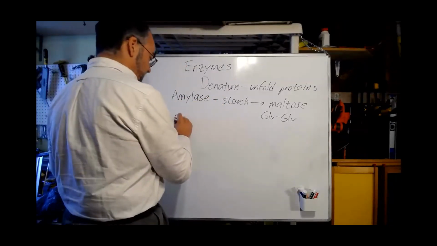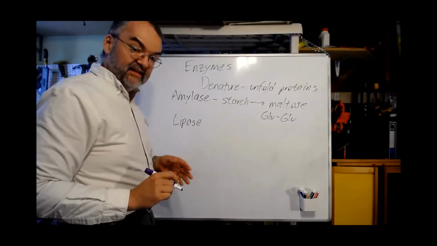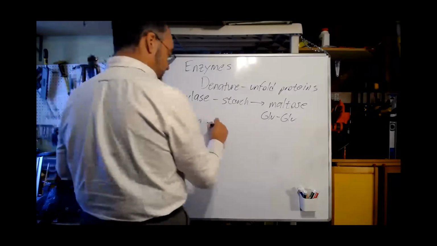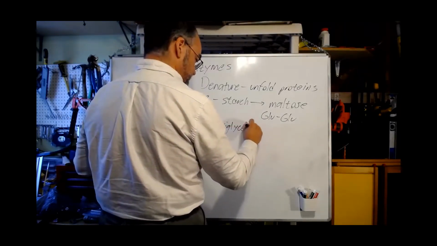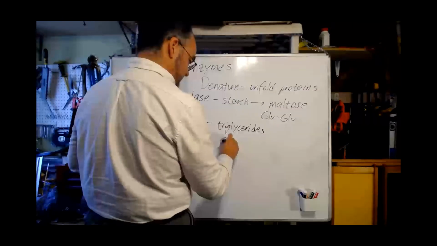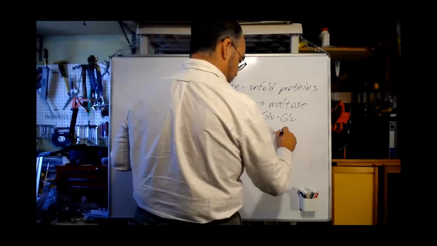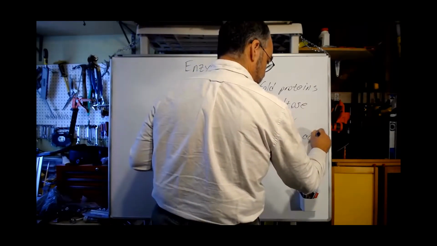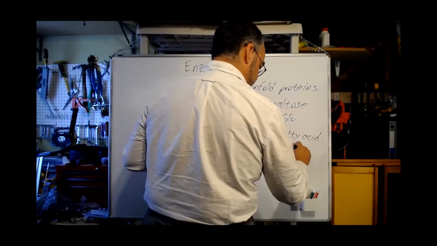A lipase is an enzyme which digests fat. And fat in foods is mostly in the form of triglycerides. So lipases take triglycerides, which if you remember is a glycerol and 3 fatty acids, and break it into fatty acids and monoglycerides.